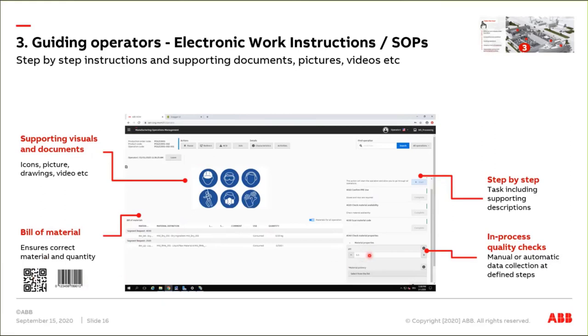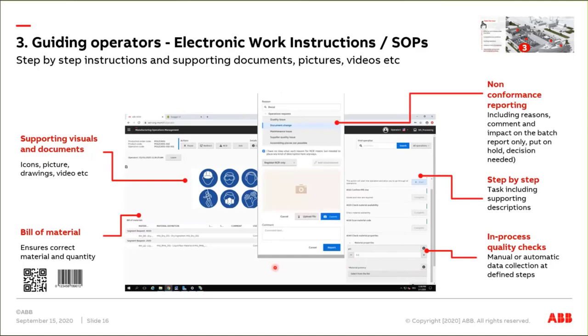And then in addition, in the workflow I showed before, I can introduce in-process quality checks. This can be either topics that should be manually checked and entered or something that is automatically coming from a connected system. And if something is out of specification, I want to be able to log it, I want to be able to see the root cause, and I want to be able to define what should happen to this batch. And this is why we have the concept of non-conformance reporting.